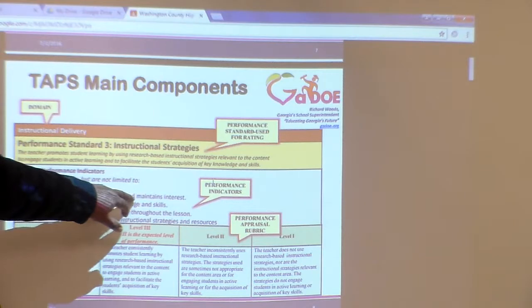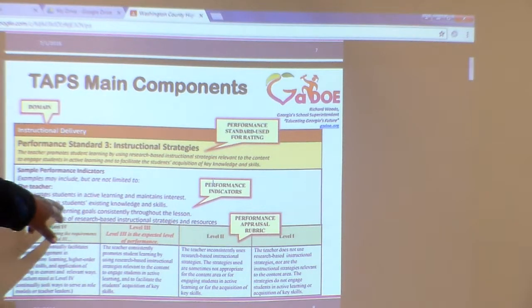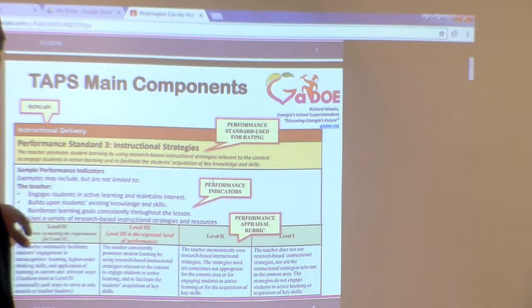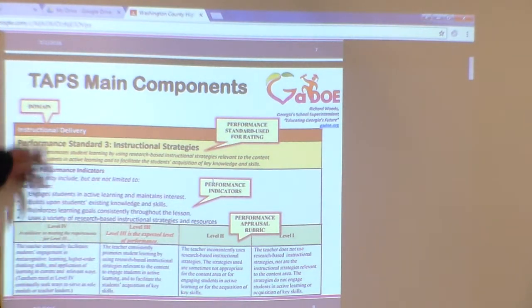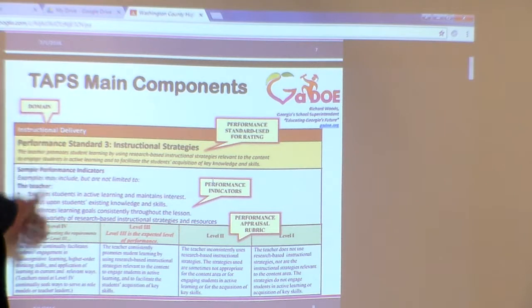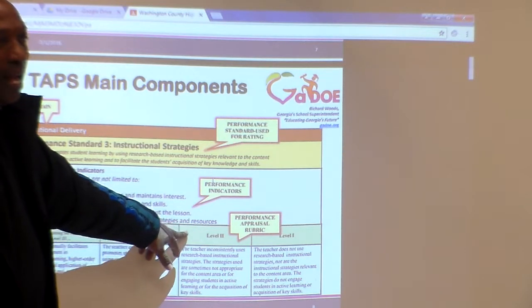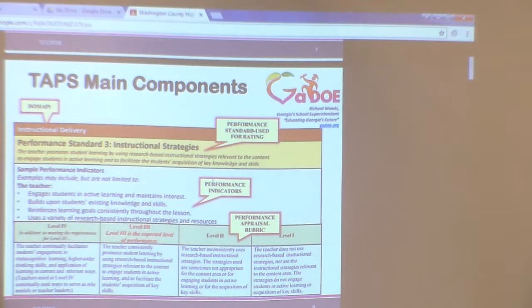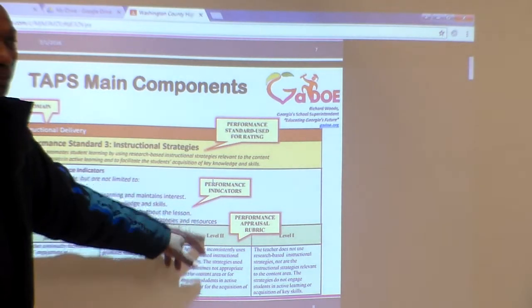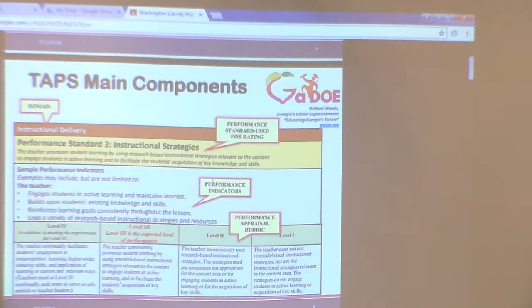Teacher engages students in active learning, maintains interest, builds upon students' existing knowledge and skills, and reinforces learning goals consistently throughout the lesson. When we walk in, this is what we're looking for, or something close to that. You don't see a teacher sitting behind the desk looking at the computer. That's not on there. Teacher sitting on a cell phone, that's not on there.